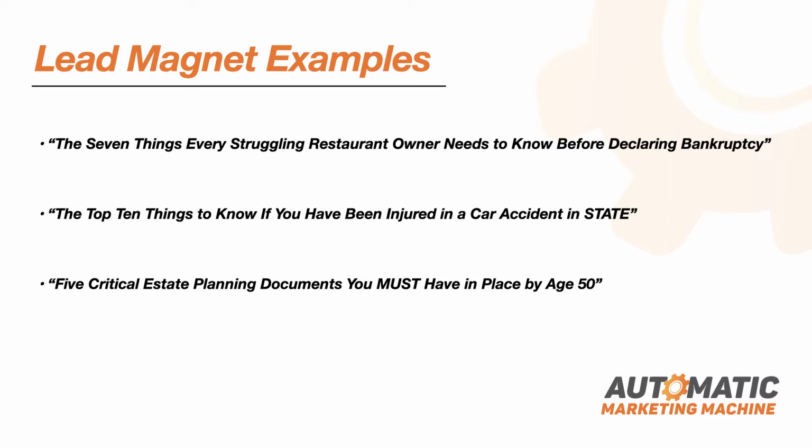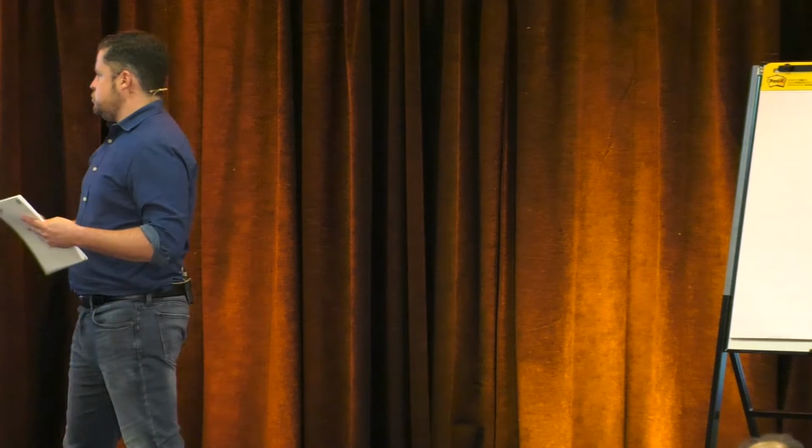Top 10 things to know if you've been injured in a car accident in California, Florida, whatever. Super simple. Only person that's really going to be interested in that is somebody that's been injured in a car accident or knows somebody who was injured in a car accident. So they raise their hand, they download the report, and now you've identified somebody who obviously has a problem that you want to help them solve. 5 critical estate planning documents that you must have in place by age 50. Clear, direct, solves an obvious problem.